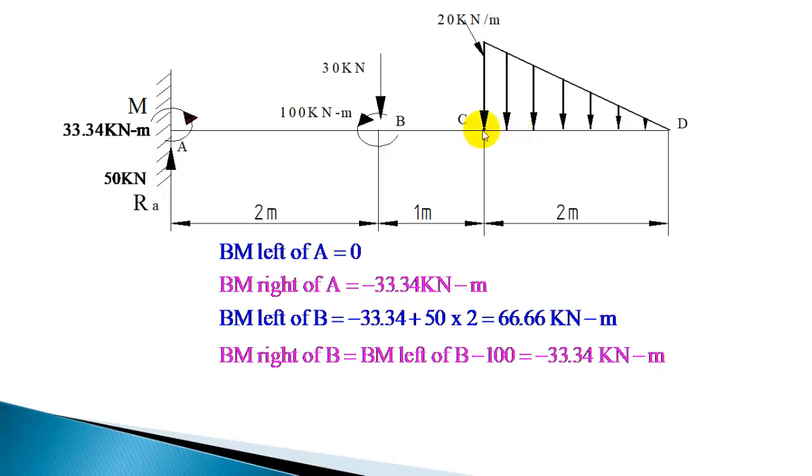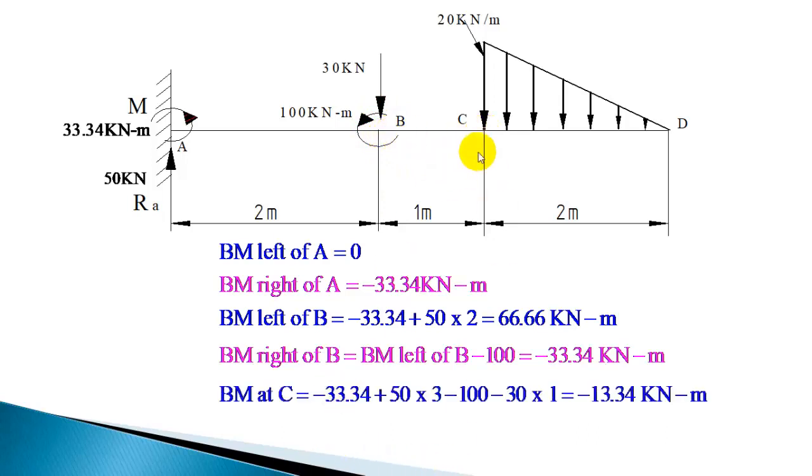Next you have to calculate bending moment at C. So bending moment at C is the moment produced by all these forces. The resisting moment minus 33.34, and this will produce 50 into 3 meter clockwise moment, minus 30 into 1, minus 100. That will be the bending moment at C. So it is minus 33.34 plus 50 into the distance 3, minus 100, minus 30 into 1. So that will give minus 13.34. So the bending moment at C is minus 13.34.